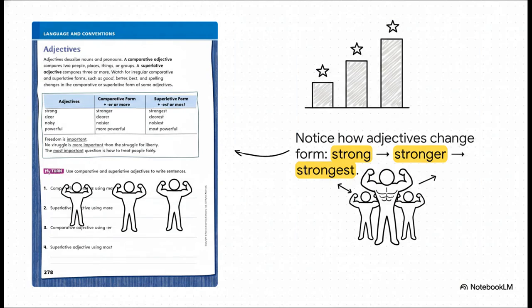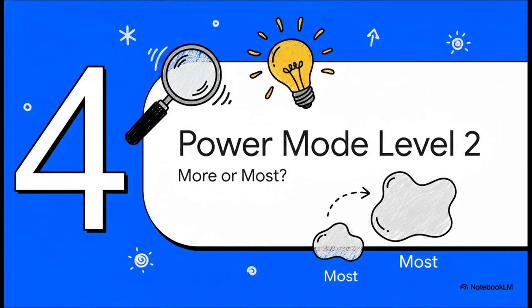And here's that rule in action. So let's say one person is strong, but if you're comparing them to someone else, one of them is stronger. And if you've got a whole group of people, one of them is the strongest. Strong, stronger, strongest. Clear, clearer, clearest. Makes sense, right? But wait a second.